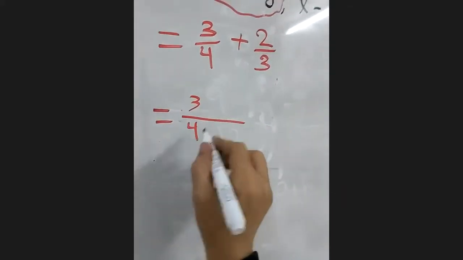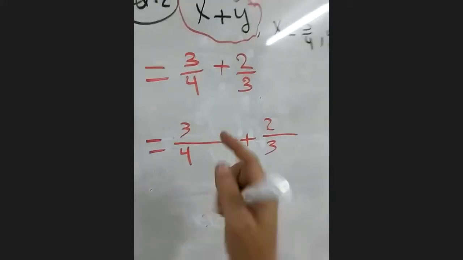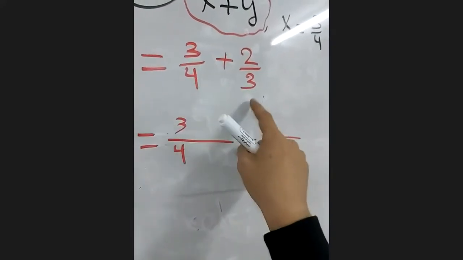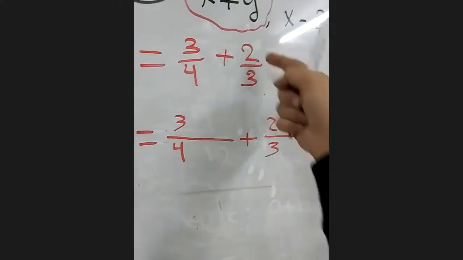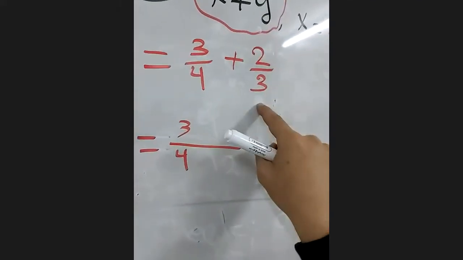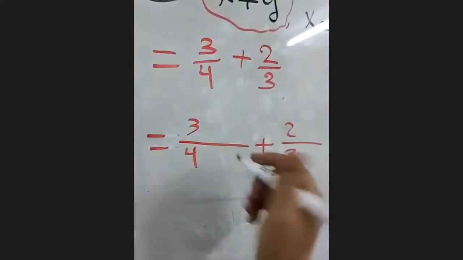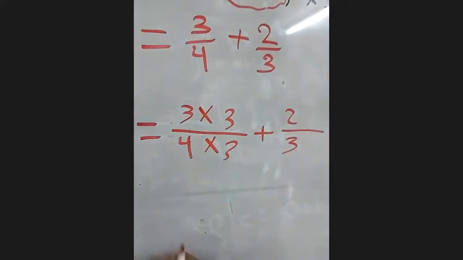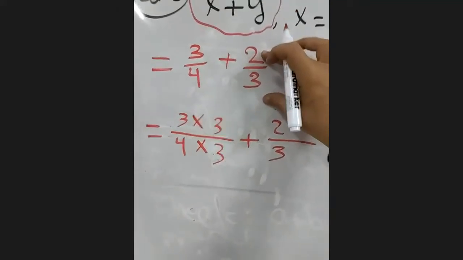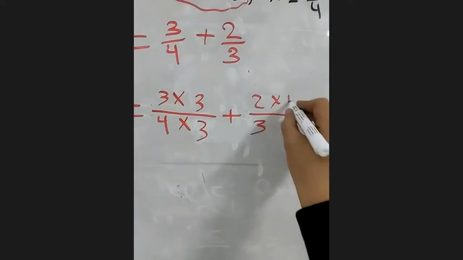We put 3 over 4 like this and 2 over 3 like this and make longer lines. Now 3 and 4 both multiply with 3. 2 and 3 both multiply with 4. It means the first fraction is multiplied by the second denominator, and the second fraction is multiplied by the first denominator. So I multiply 3 and 4 by 3, and I multiply 2 and 3 by 4. 2 times 4, 3 times 4.